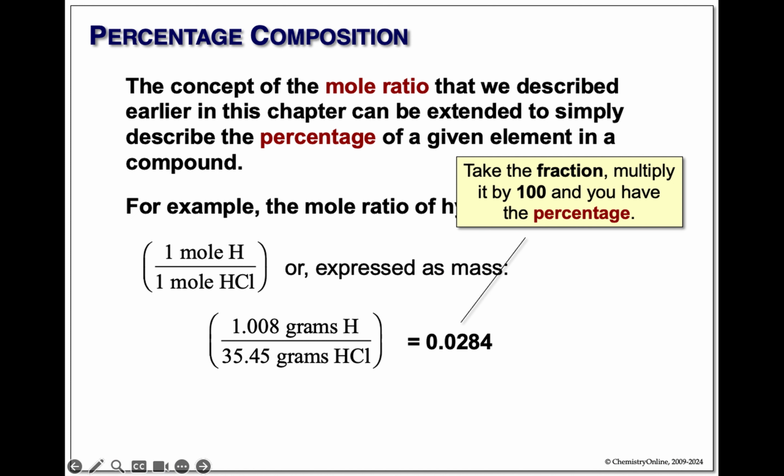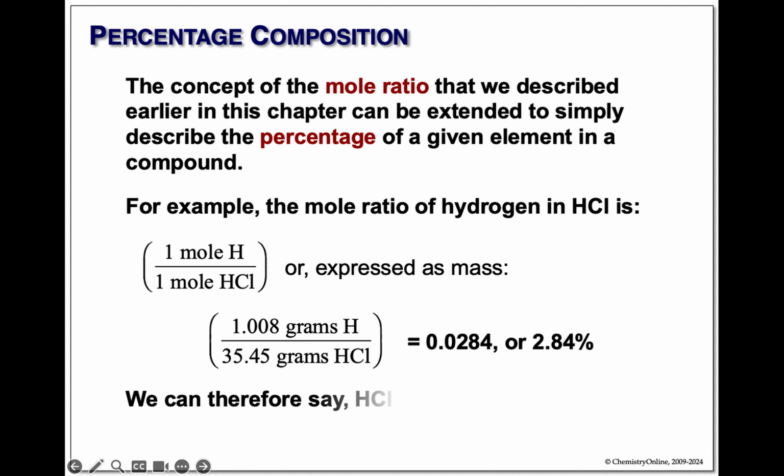That's the fraction. If we now take that and multiply it by 100, we get the percentage. We can therefore say HCl is 2.8% hydrogen. That's percent composition.